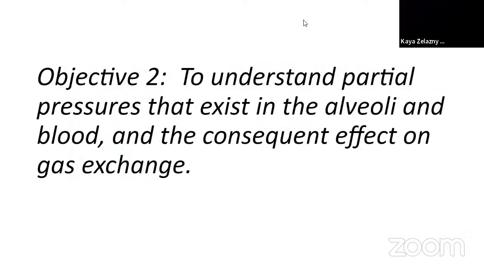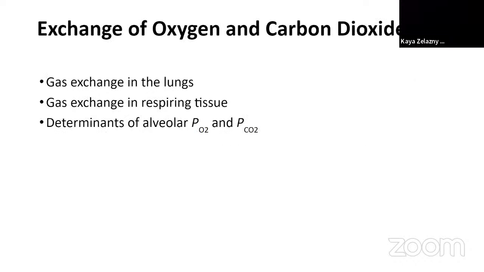So now we're going to start thinking about how these partial pressures are affecting our alveoli and our blood. Gas exchange is happening at a couple of different places. The one that's probably at the top of our minds now is the gas exchange in the lungs, right? So the carbon dioxide and oxygen crossing those type 1 alveolar cells, the basement membrane, and the capillary endothelium.